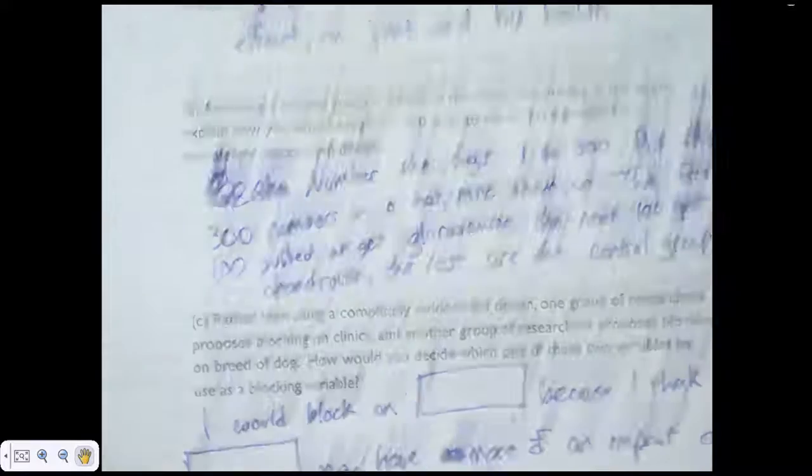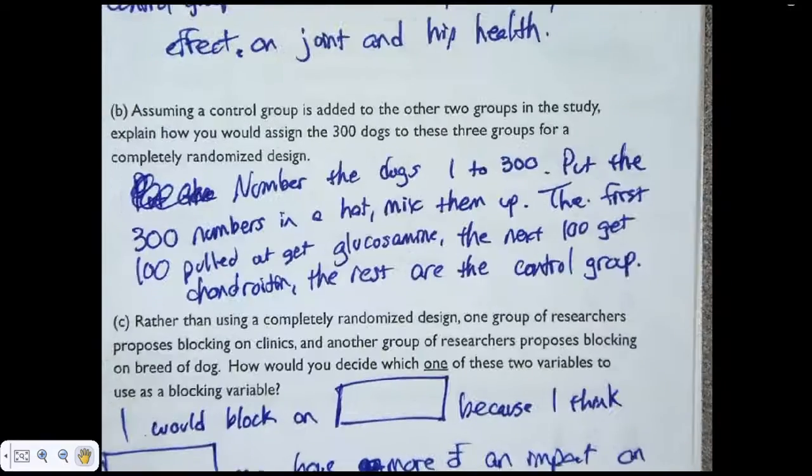Part B, number the dogs. I put number the dogs 1 to 300. Someone last hour wanted to name all of the dogs. Put the names in a hat. Put the 300 numbers or names in a hat. Mix it up. First 100 get glucosamine, second 100 get chondroitin, and the rest are the control group.